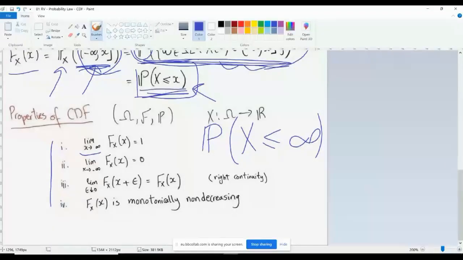Now, what about x going to minus infinity? To minus infinity means that you are talking about a probability as such, but with a minus sign. So what is the probability that X is less than or equal to minus infinity? Well, it's 0. It's 0 because we assign to every elementary outcome a real number, and real numbers are anything between minus infinity and infinity exclusive. We don't include minus infinity and infinity. Those are not real numbers.